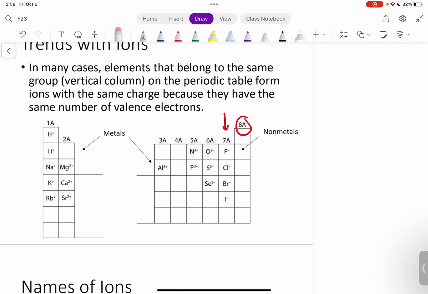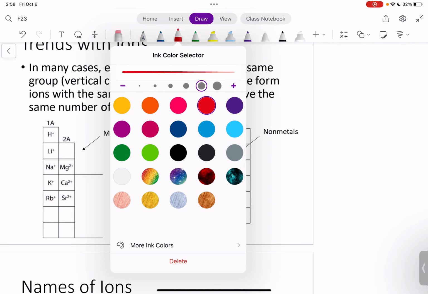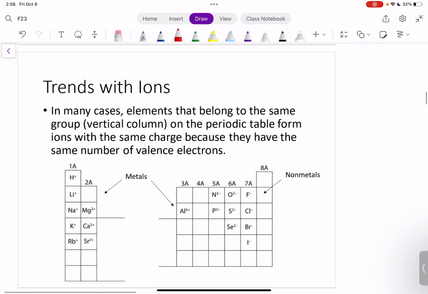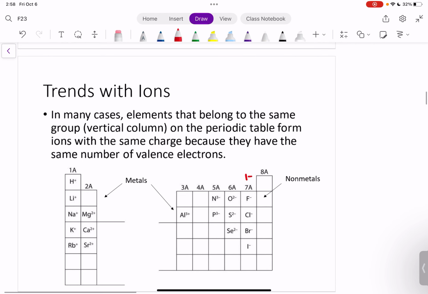So anything that's in this group 7A, when it forms an ion, meaning when it is not a neutral atom, the charge on that ion is going to be 1 minus, okay? Because it just wants to gain 1 electron, right? And when it does that, it'll have a 1 minus charge, okay?